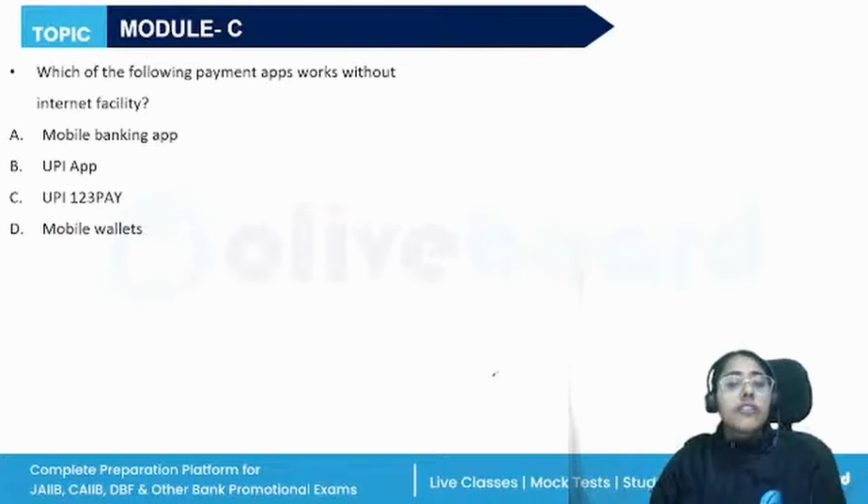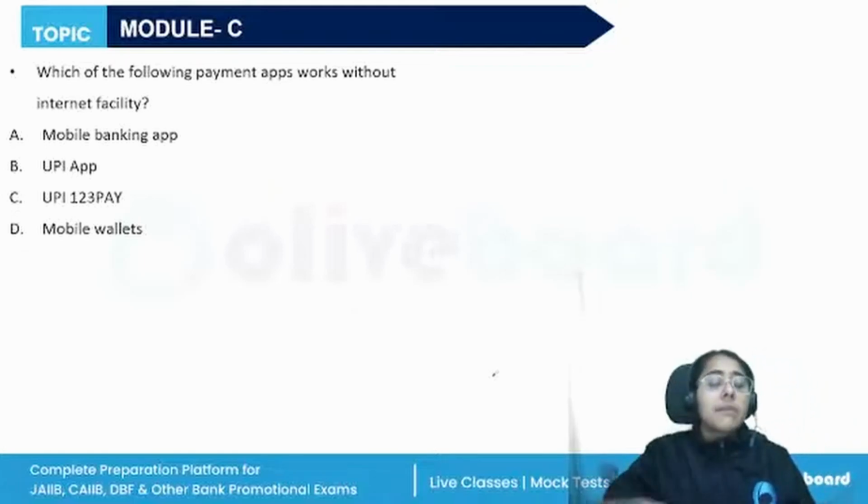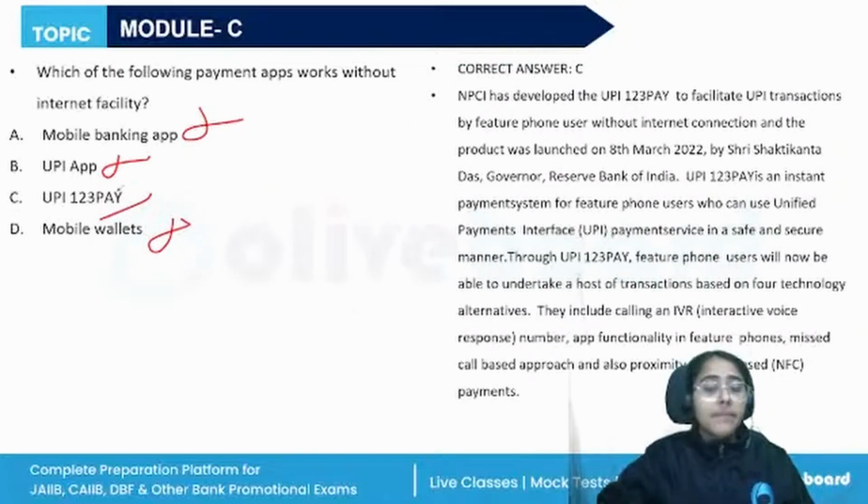Next, which of the following payment apps works without internet facility? Which of the following apps can the customers use without having access to the internet? Can they make any transaction through the mobile banking app without internet, or through the UPI app, or UPI 123 app, or mobile wallet? So the correct answer will be option C.